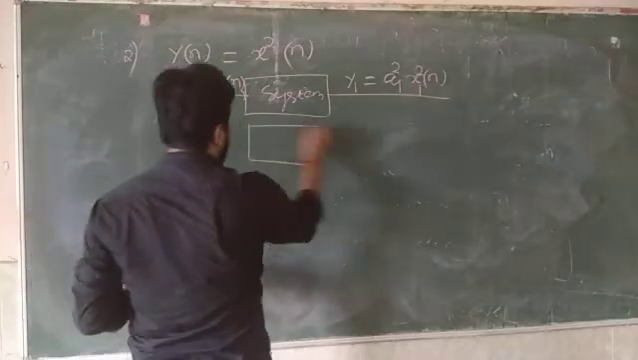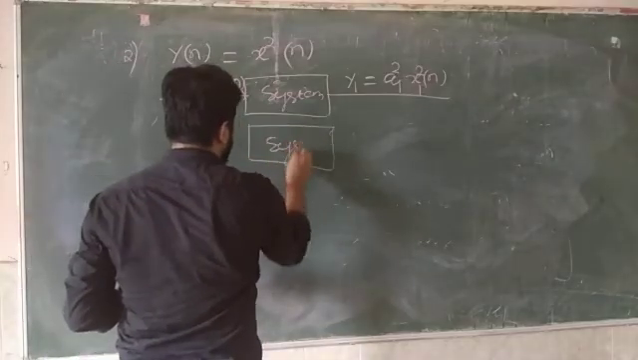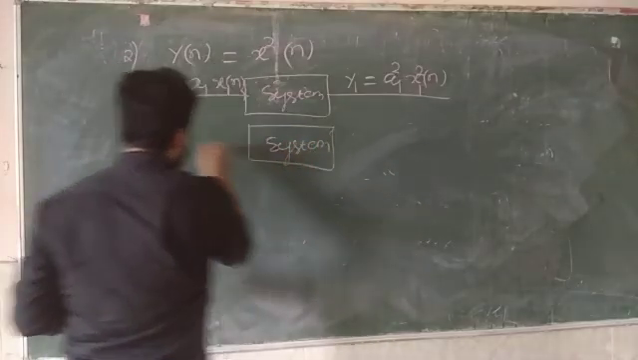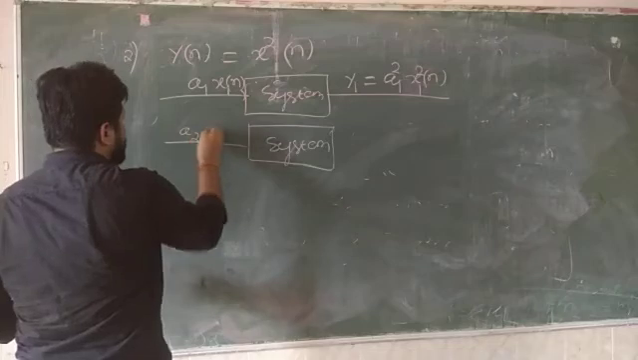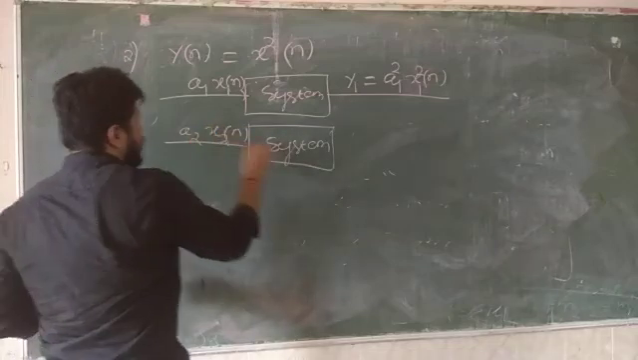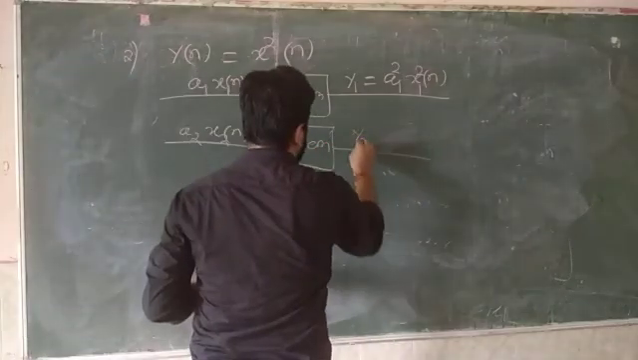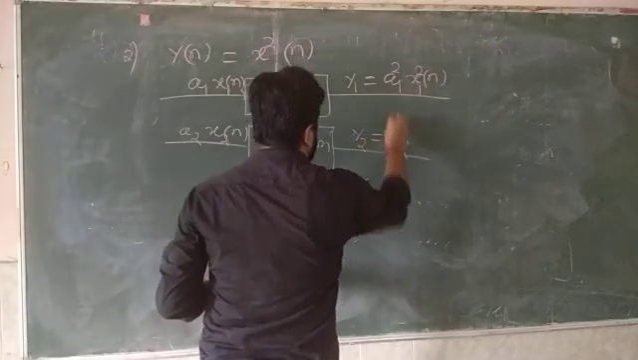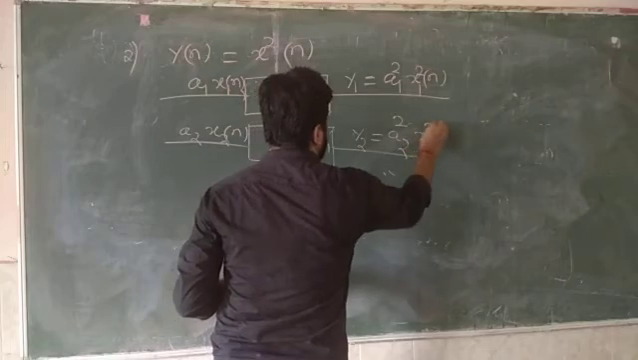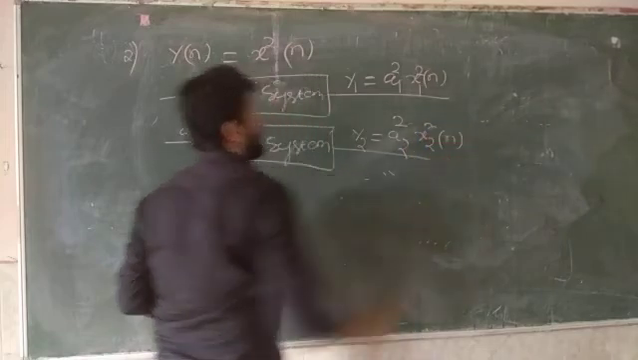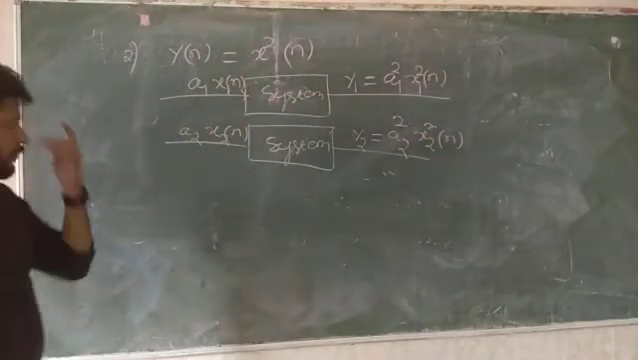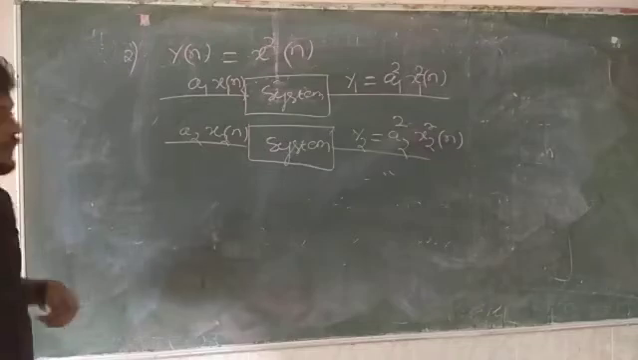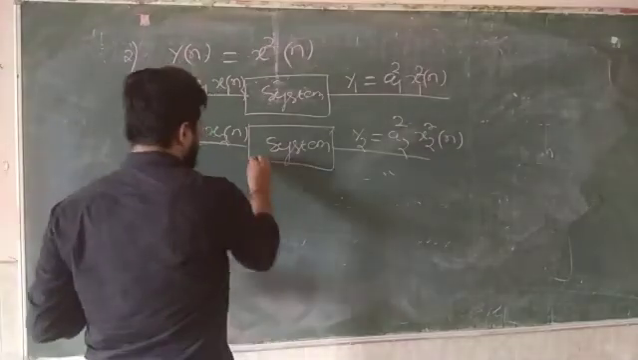Again, when you apply the same system with a different signal, that is a2 x2[n], then obviously we will get y2 as a2 squared x2 squared. You will get a2 squared x2 squared [n].